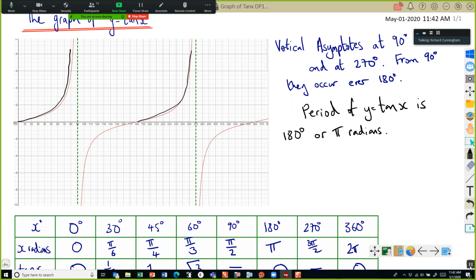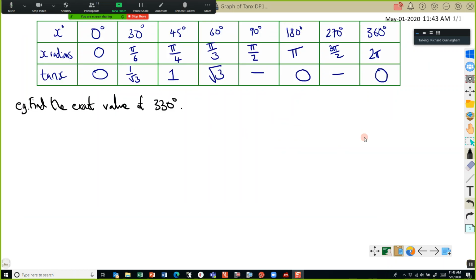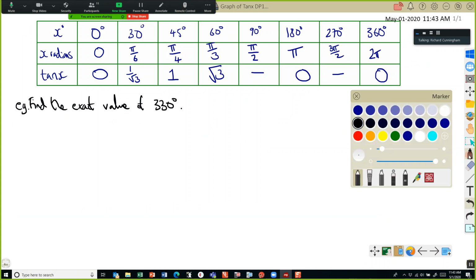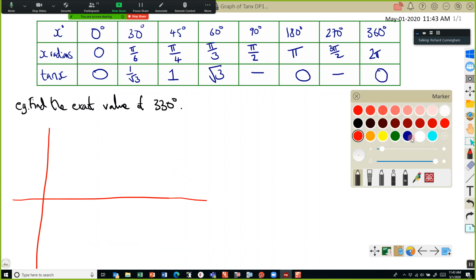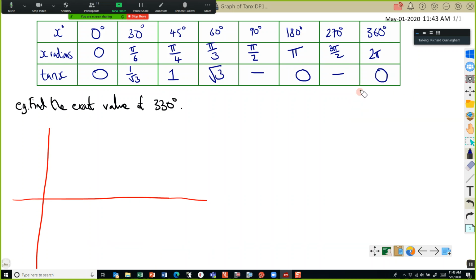All right, let's look at some. Okay, so if you've got this in a non-calculator paper, the first thing you would have to do is draw yourself out a sketch of tan x. So I'm going to actually draw it as opposed to using the Desmos one because I want us to get into the habit of drawing.